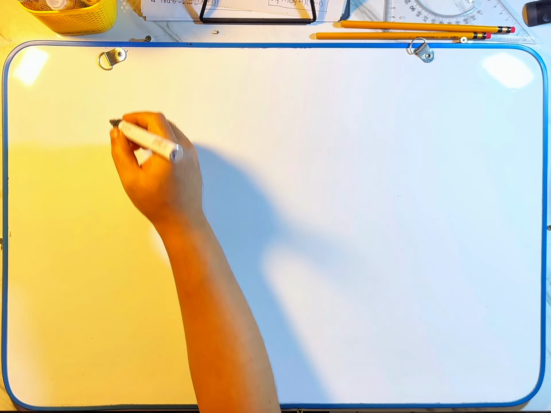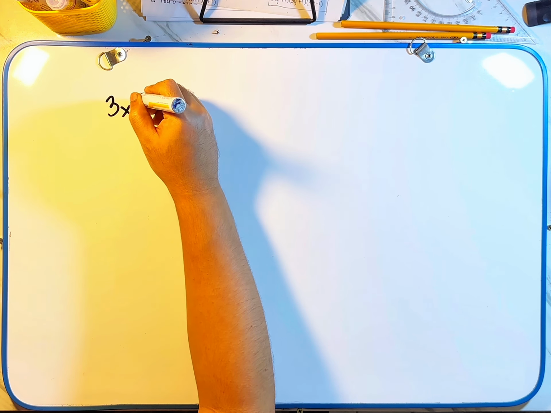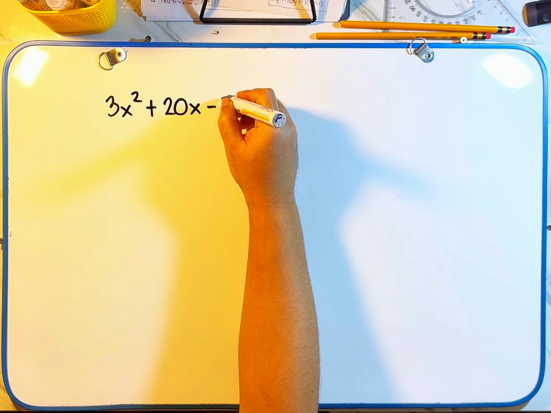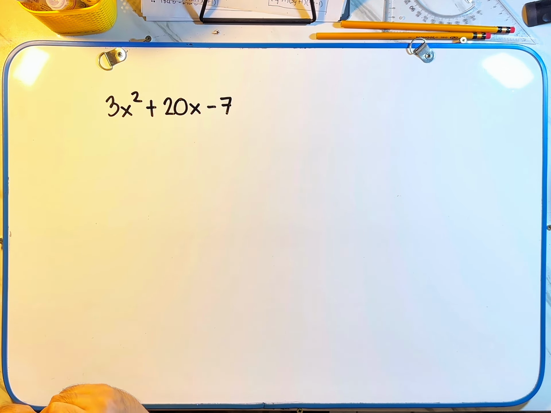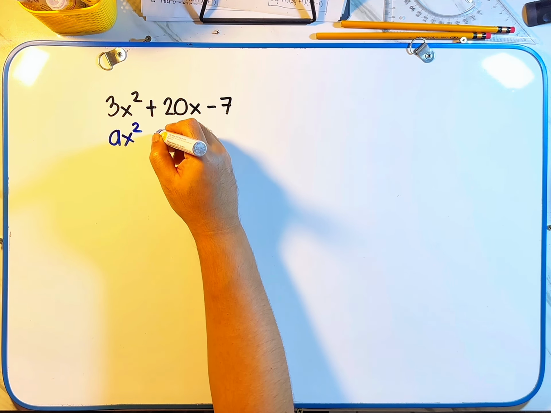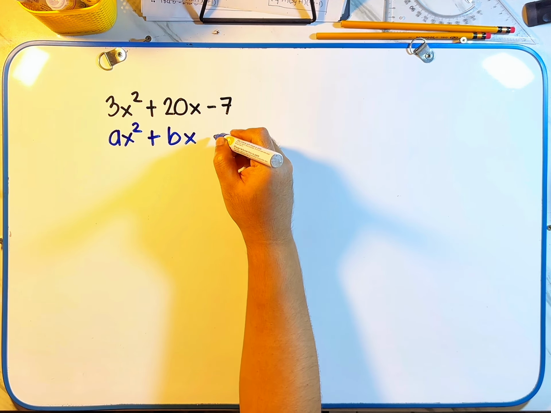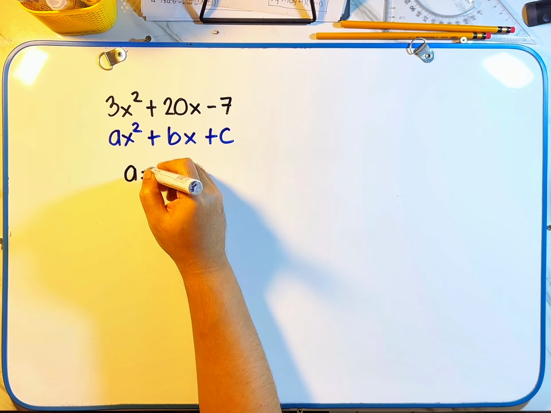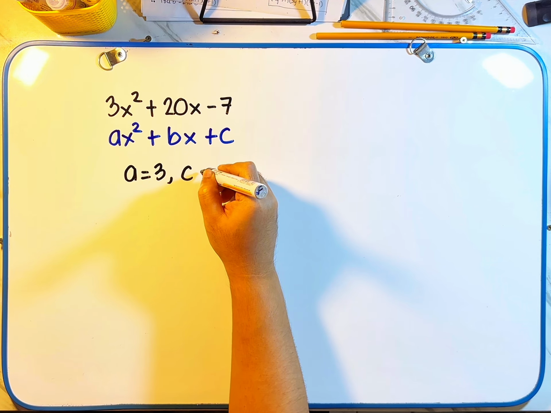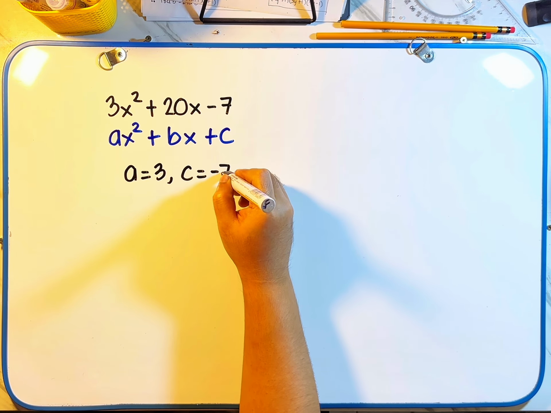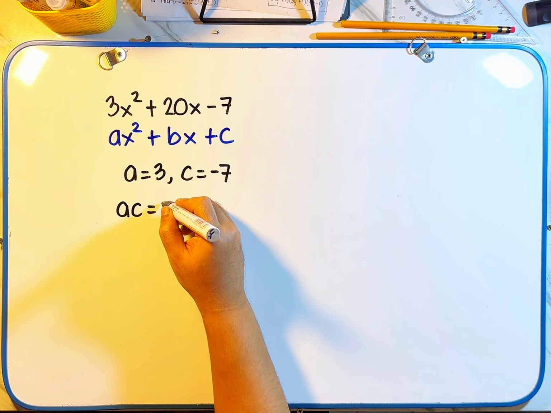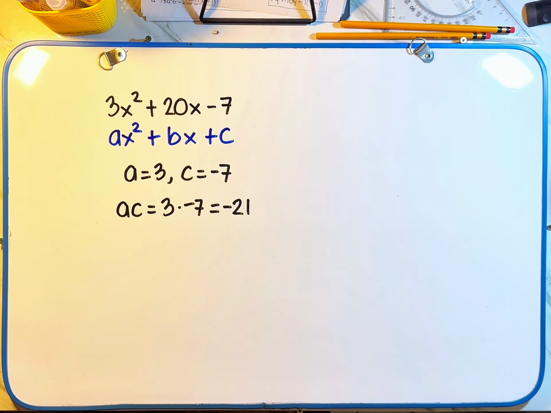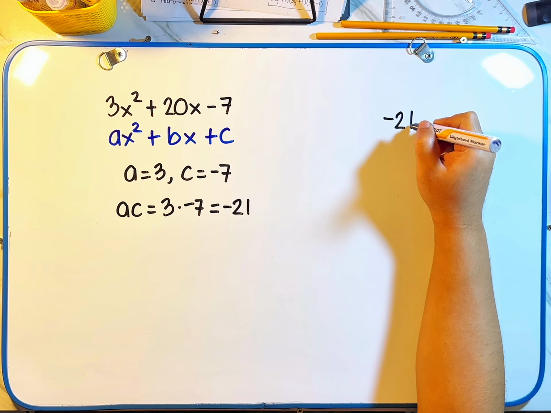Next, let us factor the following: 3x squared plus 20x minus 7. Again, this is in the form of ax squared plus bx plus c, right? The leading coefficient a is equal to 3, while the constant term is negative 7. Let's multiply. A times c is equal to 3 times negative 7, which is equal to negative 21.